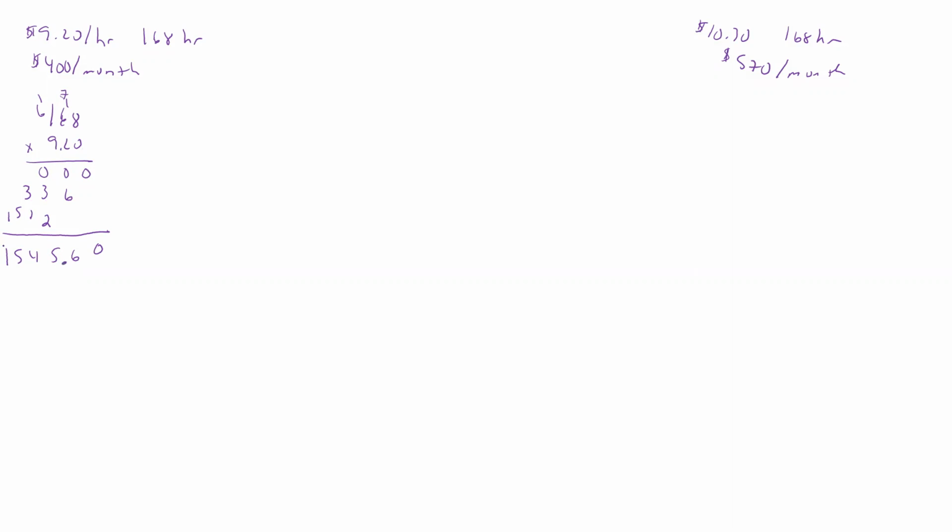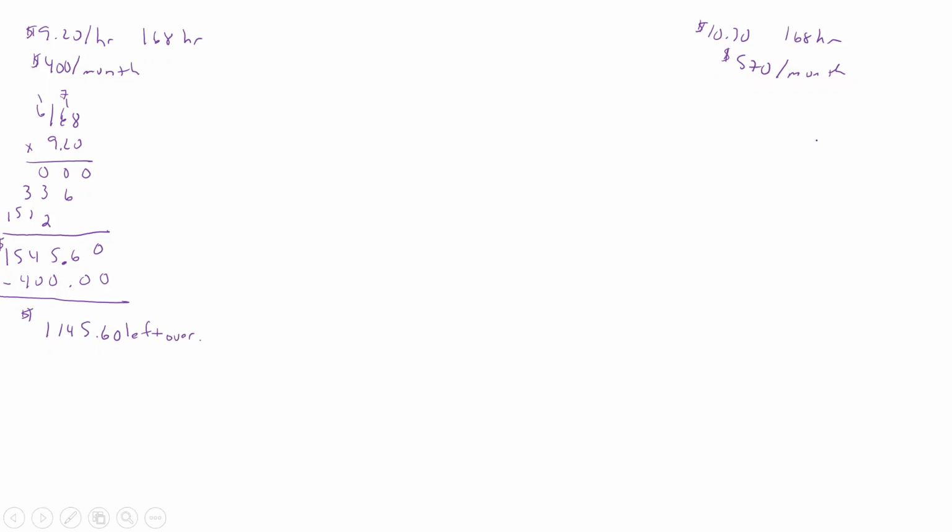So that's how much he'll make per month. Now we need to subtract off what his rent will be, 400. We'll go ahead and add those extra zeros. And so that means he's going to have $1,145.60 left over for expenses.